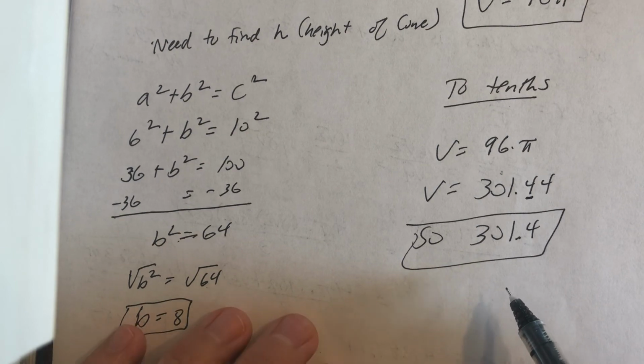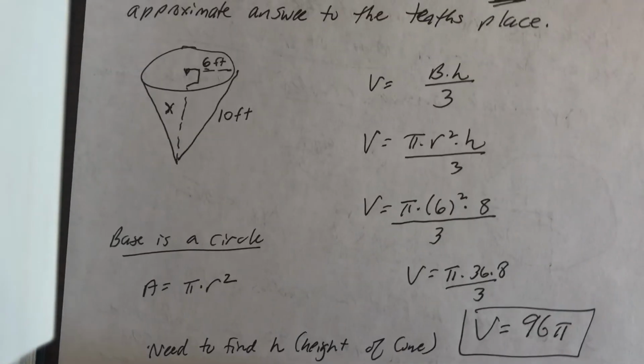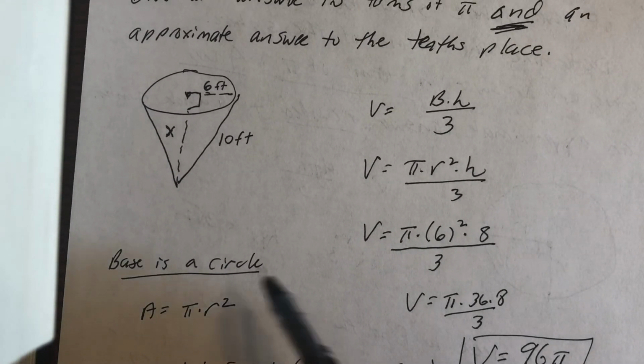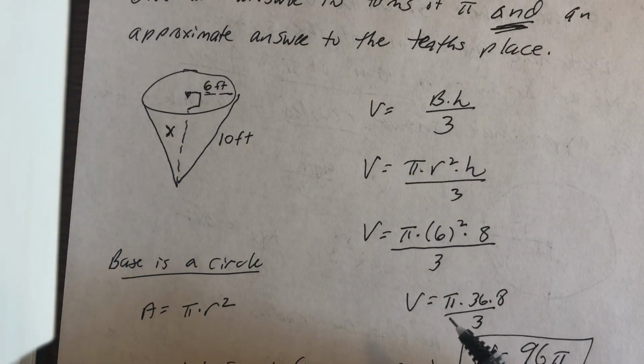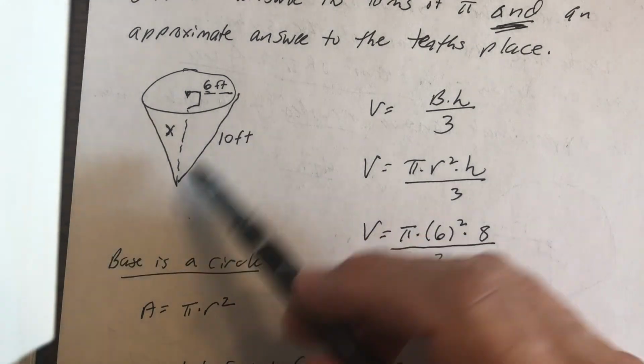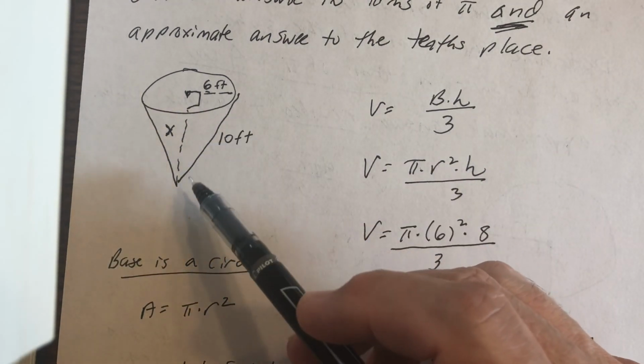All right, guys, so be careful on that one. And remember, you're going to do the same thing as I did. You're going to have to find the height of your cone using the Pythagorean theorem, all right? Don't use this side here. That's your hypotenuse. That is not the height.